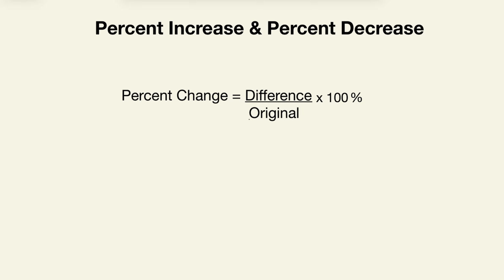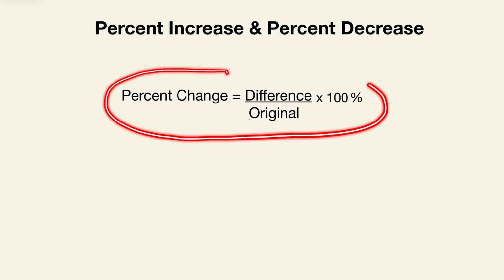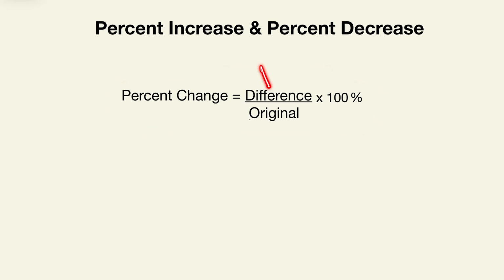And here's the main idea. Percent change asks, how big was the change compared to where we started? So take a look at this with me. We have percent change equals difference divided by original times 100%. Difference means how much it changed. Original means the starting amount. Then we multiply by 100 to turn the decimal into a percent.